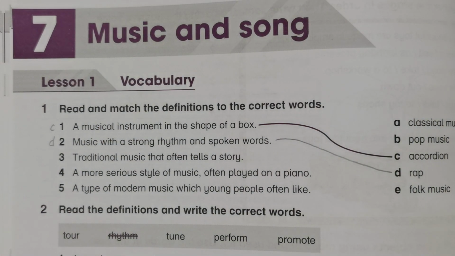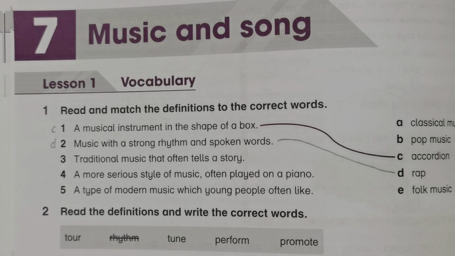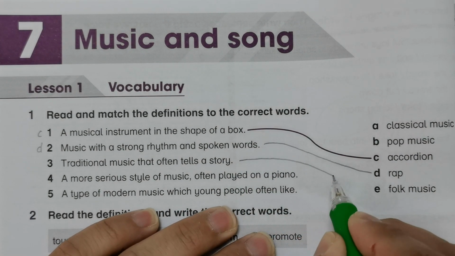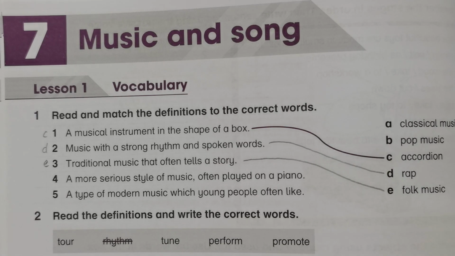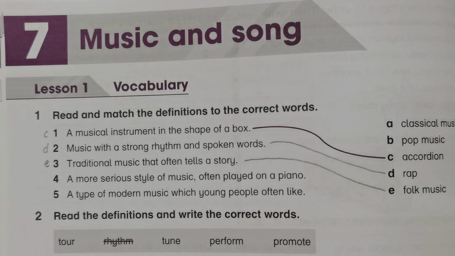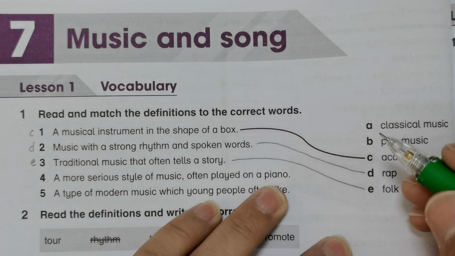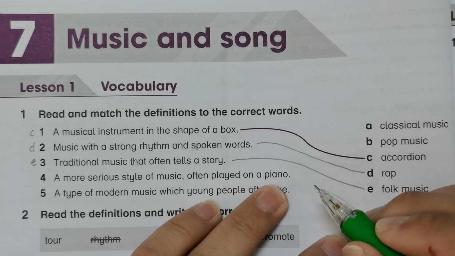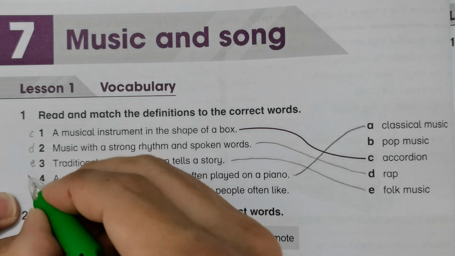Number 3, traditional music that often tells a story. So this is folk music. So number 3 is E. And then number 4, a more serious style of music often played on a piano. So number 4 is A. Just like music by Beethoven. So number 4 is A.